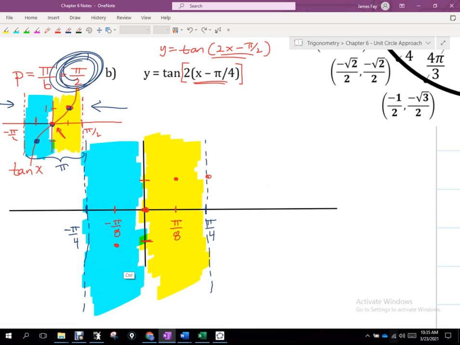Now, so basically what we have right now is y equals tangent of 2x. That's all we have right now. What does this tell us we need to do? Where's that going to move things? To the right, pi over 4 units, right? So I'm going to label my x-axis appropriately for that.